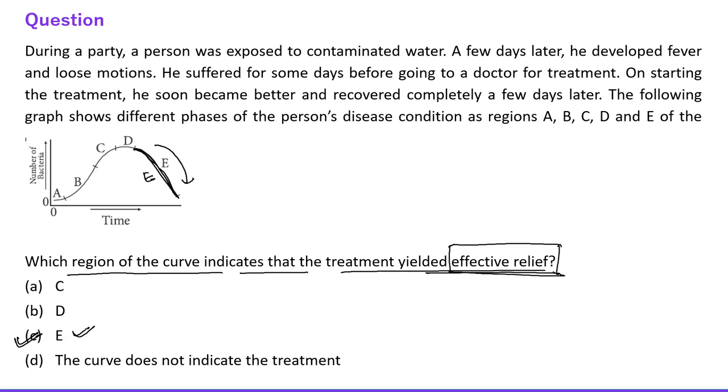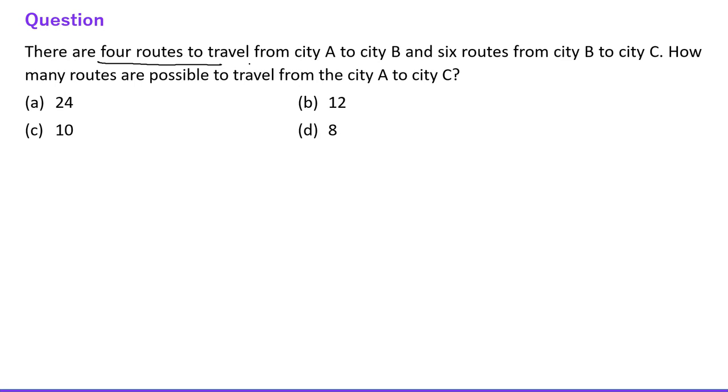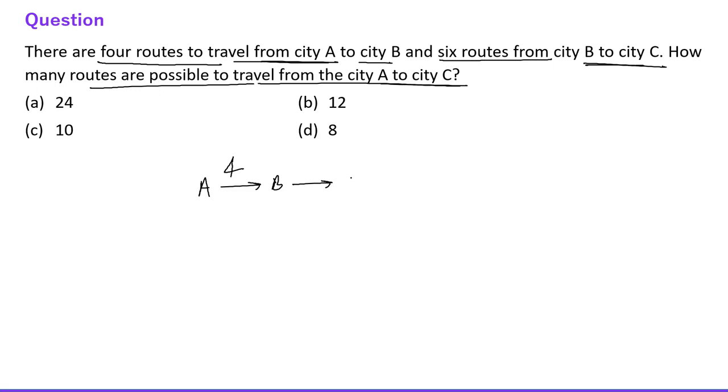All right, now let's talk about the next one. The question says, there are 4 routes to travel from city A to B and 6 routes from city B to city C. How many routes are possible to travel from city A to city C? See everyone, A to B, there are 4 routes. B to C, there are 6 routes. So for A to C, just multiply both of them and you will get the answer. So a total of 24 routes are possible from city A to city C.